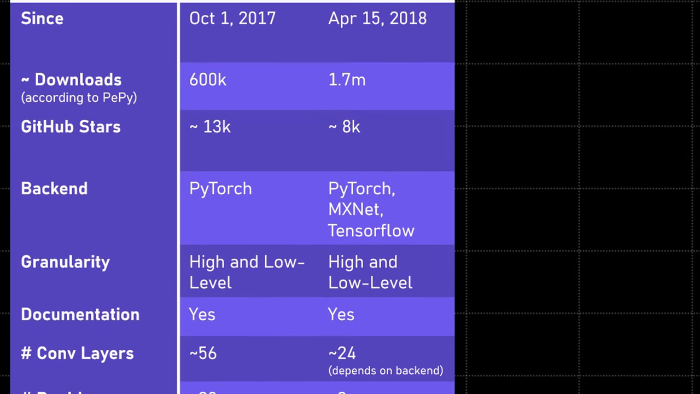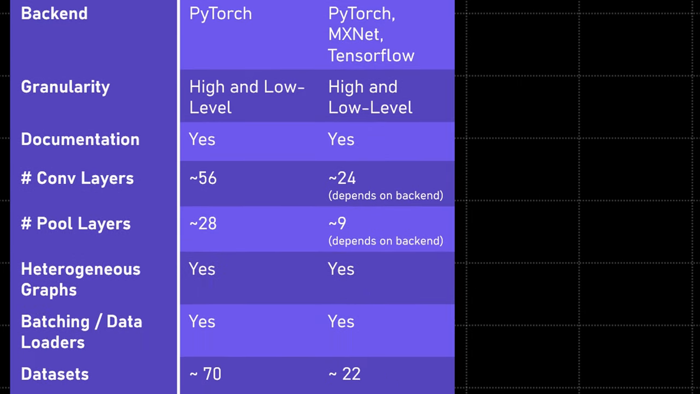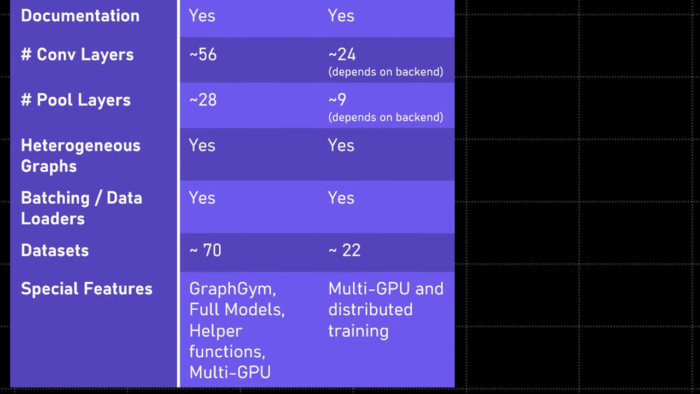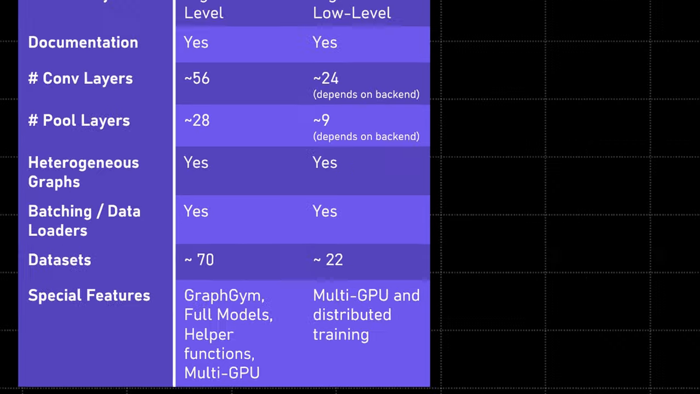A documentation with a lot of examples is available, there is even a Chinese version of it. When it comes to the number of examples, it heavily depends on the backend you use. For TensorFlow, for instance, only a few code samples are available. I counted less convolutional and pooling layers compared to PyTorch Geometric. This also depends on the backend you use. I reported the numbers for PyTorch here, which has the most layer types. Heterogeneous graphs with different node and edge types are supported, and also plenty of data loaders and samplers are available. I counted 22 datasets included in the library, and finally some additional features like distributed training are available.